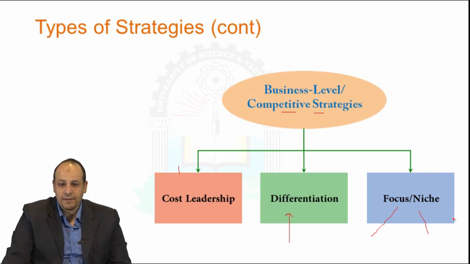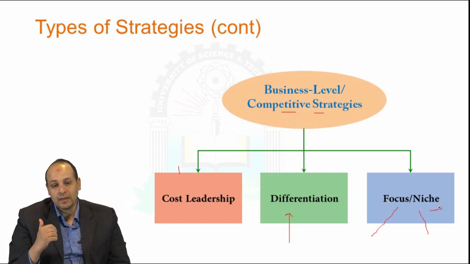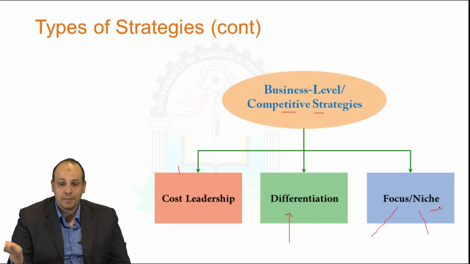Now the types of strategies here. At a business level, competitive strategy, this is called business level strategy. We have cost leadership, differentiation, focus or niche. Cost leadership is a company adopting a low cost leadership position, which means trying to provide products at better prices than the other competitors. So they try to cut down on cost so that the prices offered to the market will be way better than the competitors.